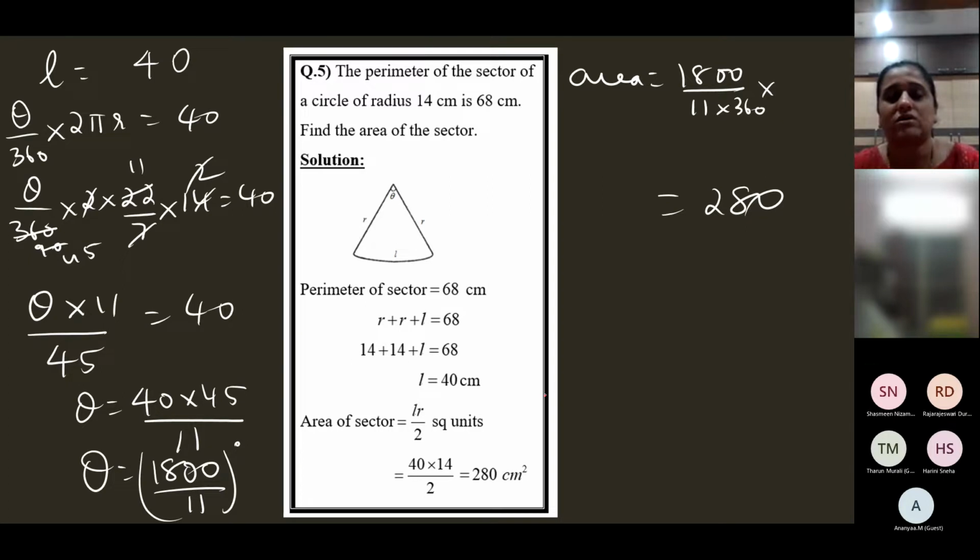Okay, however, for this answer, you can use this formula LR by 2. To save time, you can use this formula LR by 2 square units, where L is the length of the arc in that sector. You are finding the area of this sector, right? What is L? The length of the arc in this sector, not the length of arc of something else. You have to find the area of this sector. Then L is the length of the arc of this sector. This is the length of arc, the arc which is in that sector.